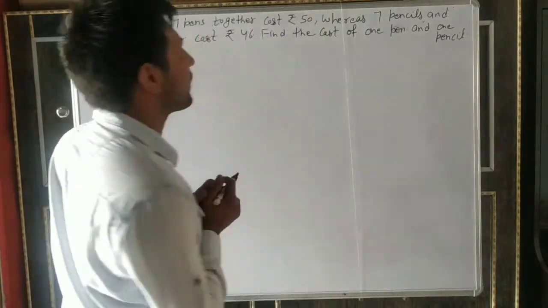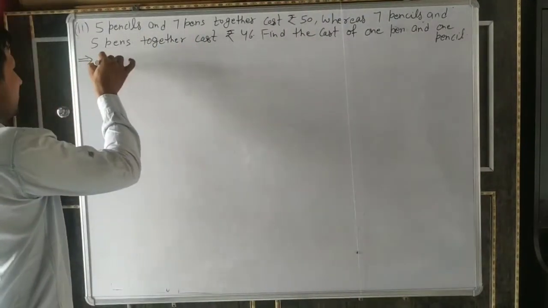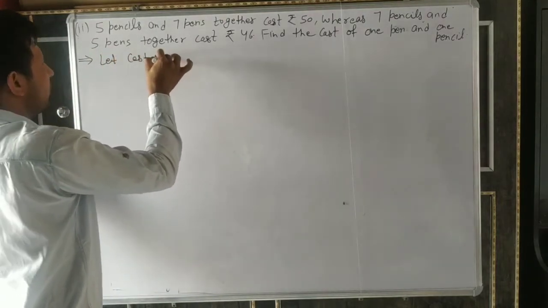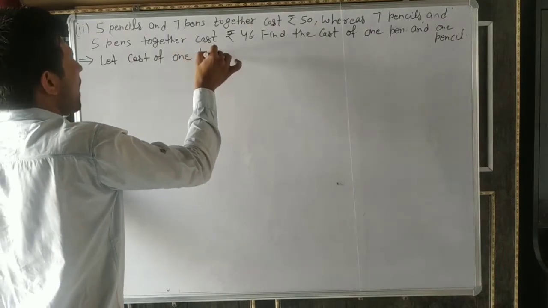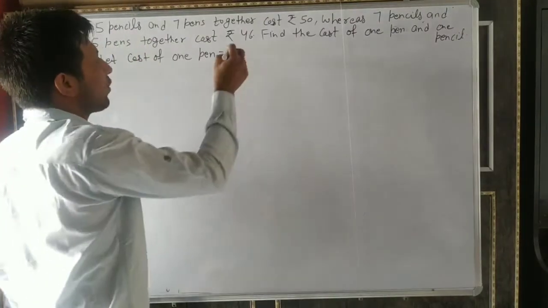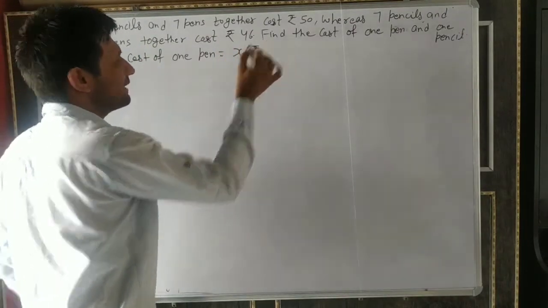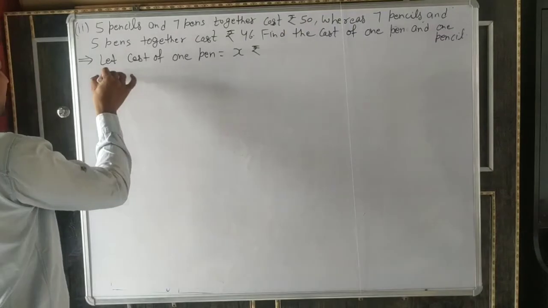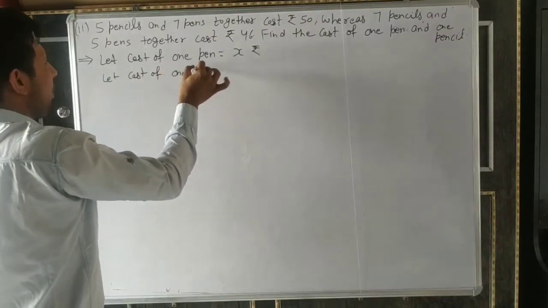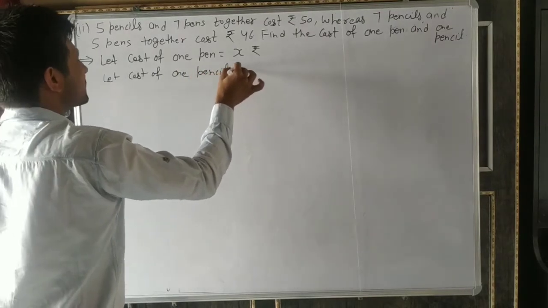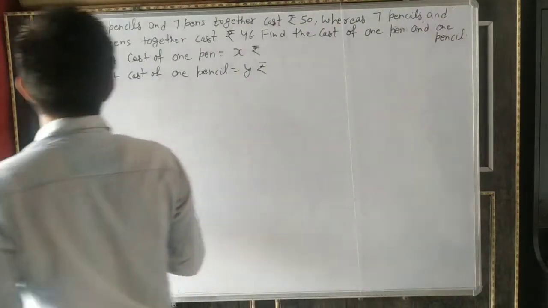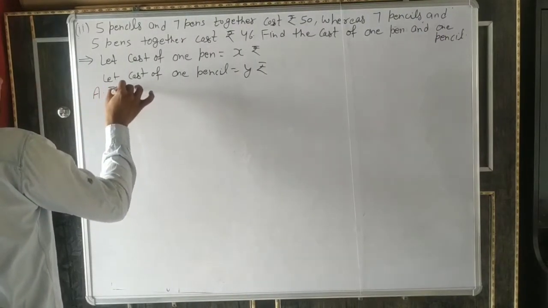Whatever we want to find, we will let it be a variable. What do we want to find? The cost of 1 pen. So we will let the cost of 1 pen be X rupees. Same as it is, let the cost of 1 pencil be Y rupees. Now we will write according to the question.